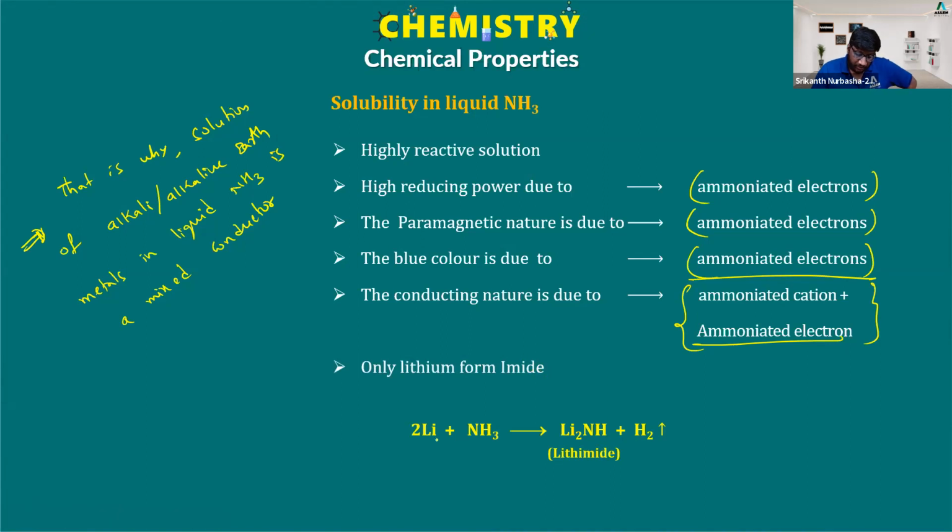Only lithium forms imide. Lithium will be reacting with ammonia to form Li2NH, lithium imide, and that will release H2 gas. Whereas other metals like sodium, calcium, cesium, upon long standing, will form the respective amides. M plus ions reacting with ammonia form MNH2: NaNH2, CsNH2, BaNH2 taken twice. So these amides are going to act as very strong bases.